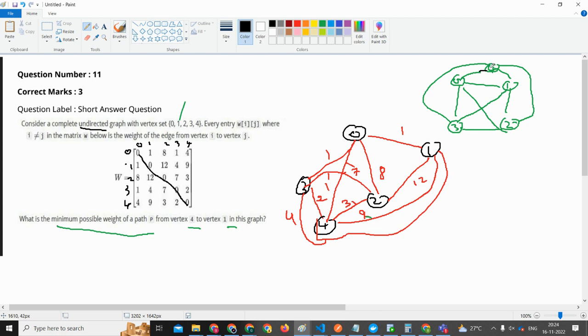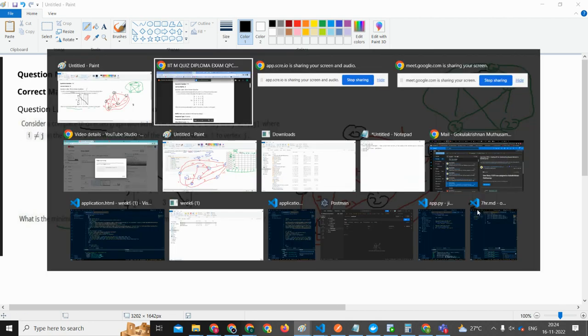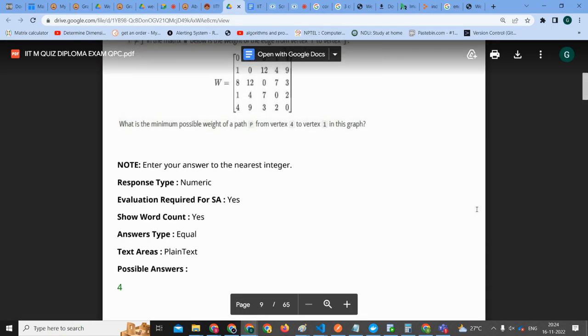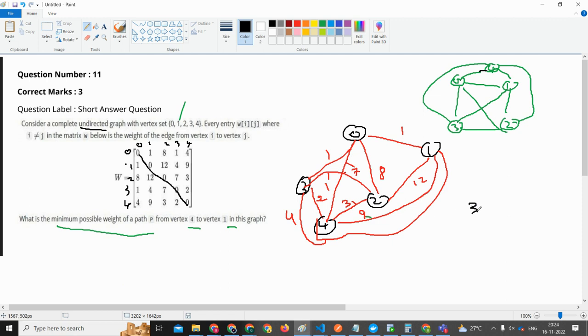Okay, so then 4 to 3, 3 to 0, and 0 to 1. It's 2, 1, 1. So the answer is 4. 2 plus 1 plus 1, yes, 4. That's correct. So if you draw the graph, you will get it.